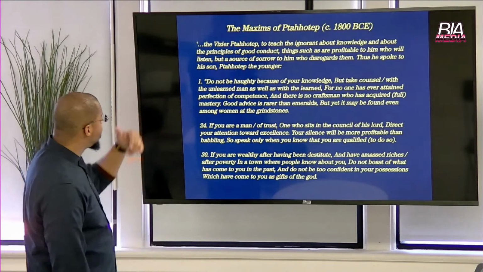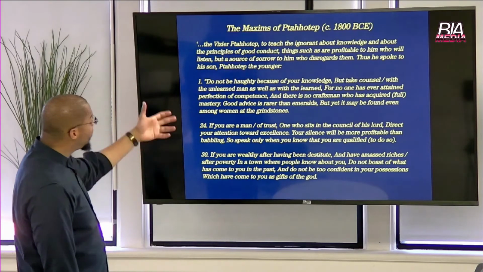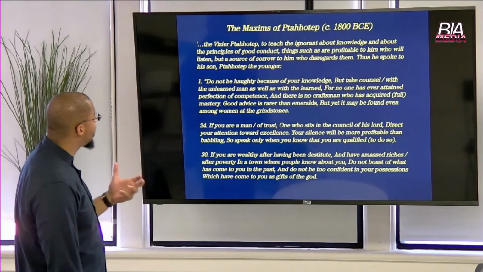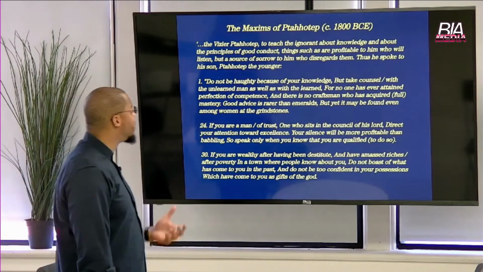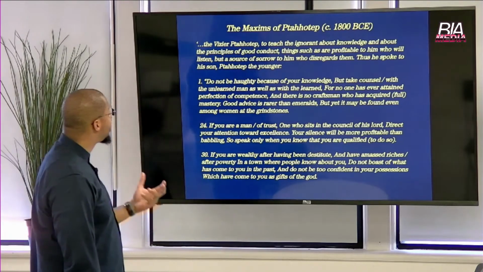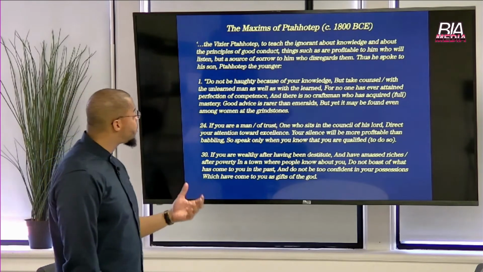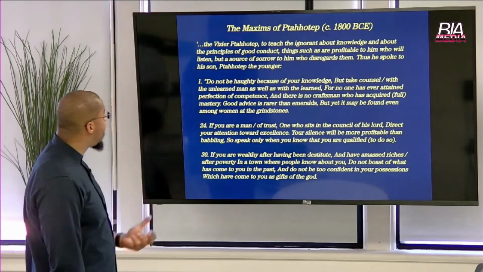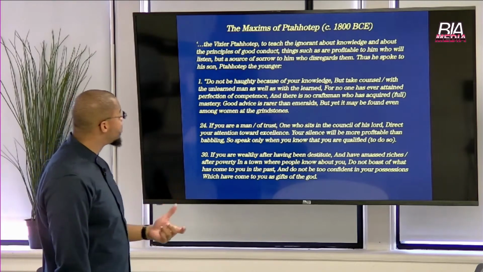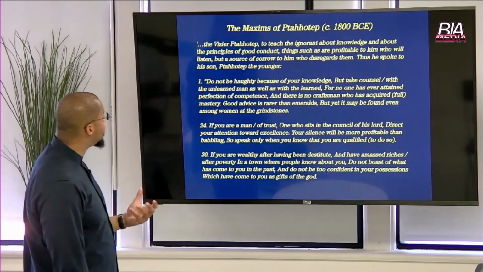Ptahhotep the elder tells his son, don't be haughty because of your knowledge, but take counsel with the unlearned man as well as with the learned. For no one has ever attained perfection of competence, and there is no craftsman who has acquired full mastery. Good advice is rarer than emeralds, but yet it may be found even among women at the grindstones.